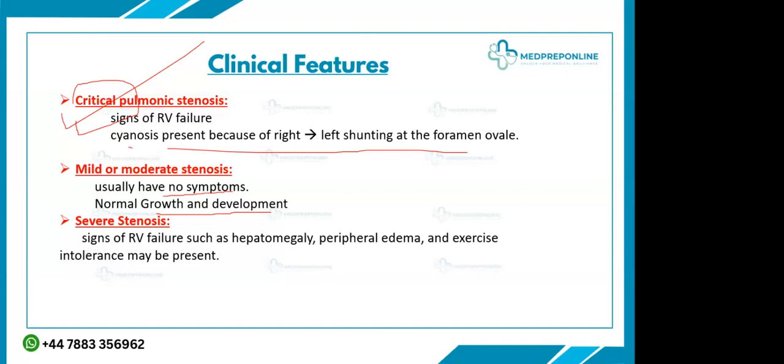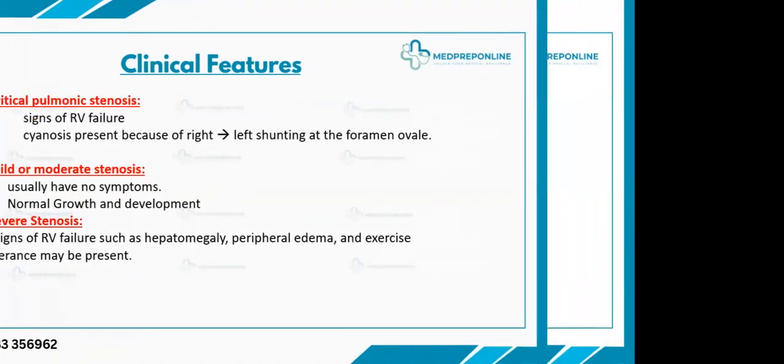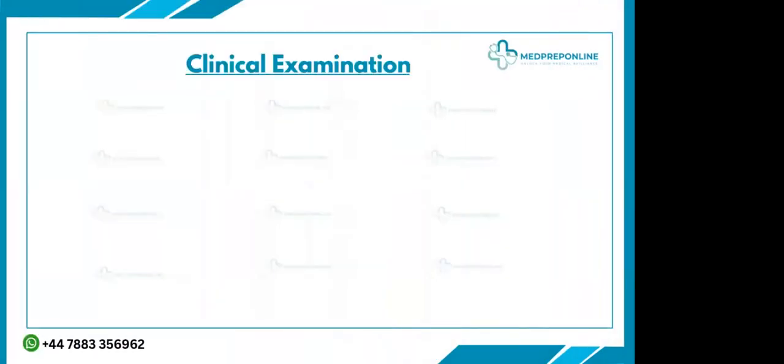But in mild to moderate stenosis, there will be no symptoms and normal growth and development. With severe stenosis, obviously, signs of right heart failure such as hepatomegaly, peripheral edema, and exercise intolerance may be present. It may happen that initially it's mild to moderate stenosis, but with the passage of time and changes in the heart, it may progress from moderate to severe stenosis, and then that child will present with exercise intolerance, palpitations, dizziness, and signs of heart failure.